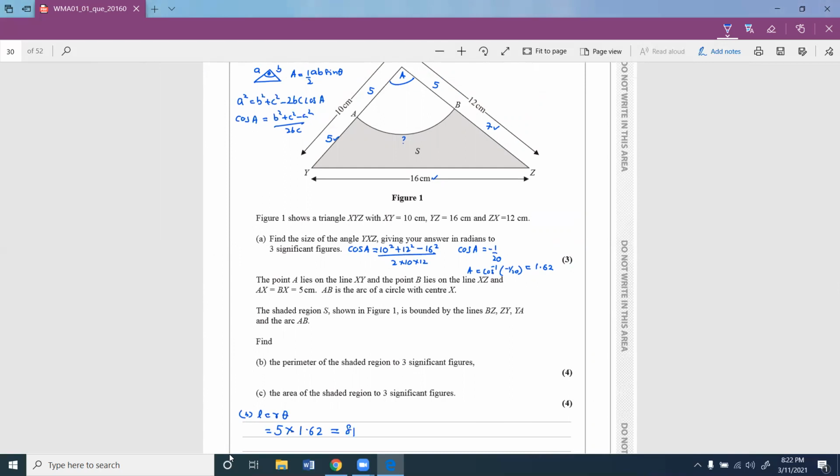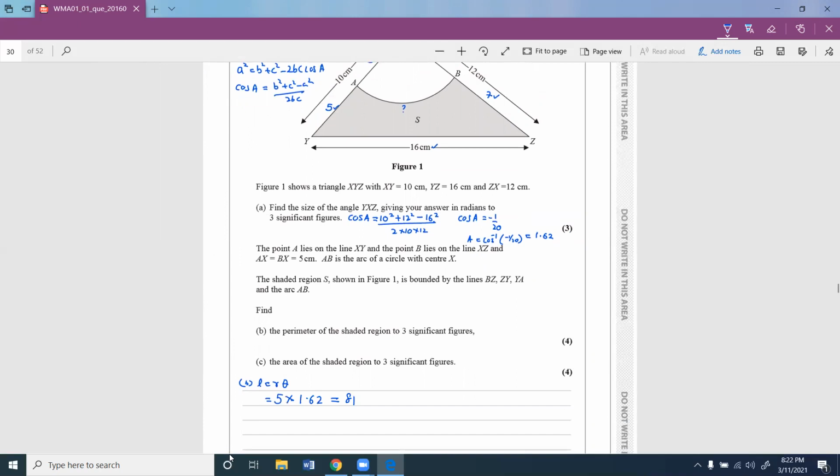Then we can find the perimeter P. Are we doing it correctly? Radius is 5 and angle is 1.62. Sorry, not 81, it should be 8.1. So 8.1 plus 5 plus 7 plus 16. That is 36.1 centimeters.